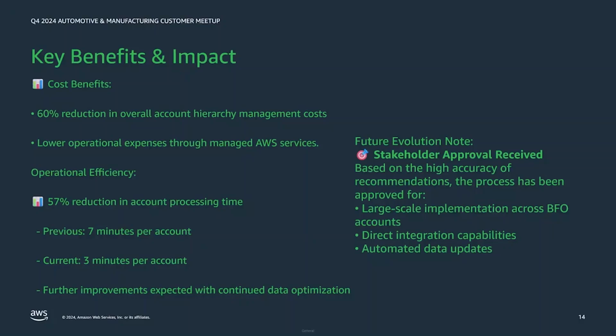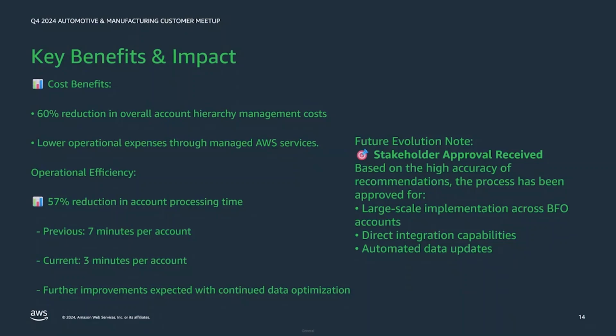Further improvements are expected, since the data is being improved on a daily basis. We expect that this data is going to get cleaner and better with the process running daily. Also, with new LLMs coming in, we expect it to be faster, to reduce the timing, and to be more accurate. Future evolution note: based on the results that we have provided to the stakeholders, we now have the approval, and we are currently doing a large-scale implementation, basically a full run on all the accounts that we have within our system.